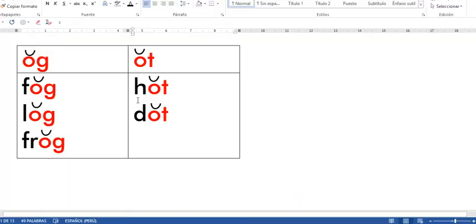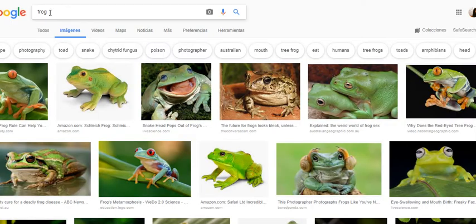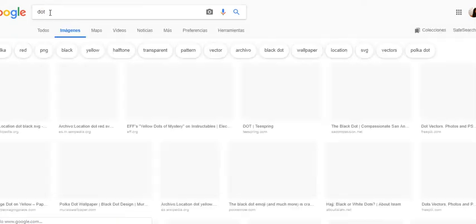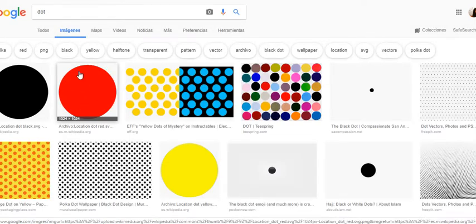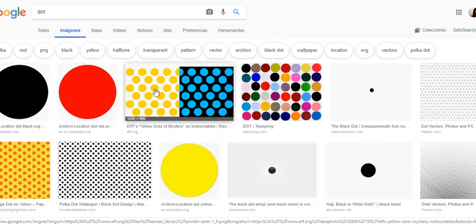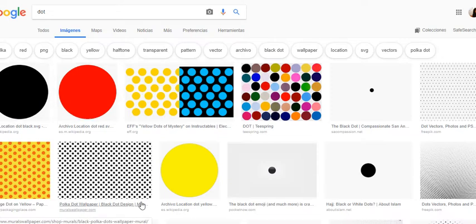Okay, the next one, O and T, ot, ot, and let's add the sound. Hot, hot, hot, and the D sound is dot, dot, dot. Okay, let's see, for example, dot. A dot is a circle, dots, a red circle, a red dot, a black dot, yellow dots, blue dots.